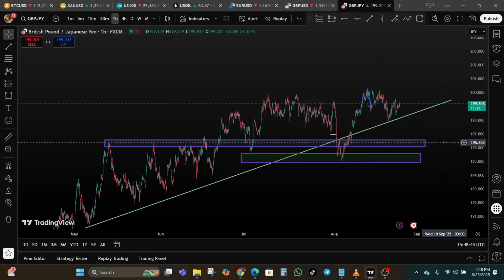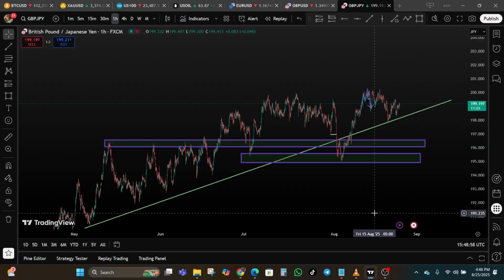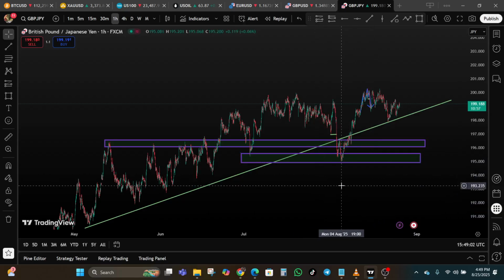So the fourth step is patience. Don't enter immediately after seeing a change of character. Wait for confirmation, such as a return to a fair value gap or a test of structure. By slowing down and waiting for the market to prove itself, you filter out most fake setups.